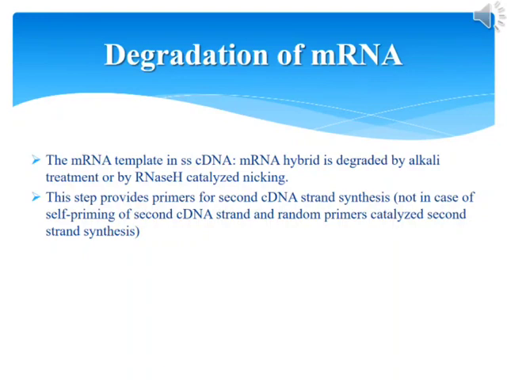As discussed earlier, the degradation of mRNA from the mRNA-cDNA hybrid can be done by alkaline hydrolysis, which can be done by loading the DNA-RNA hybrid on an alkaline sucrose gradient, or by RNase H, which catalyzes nicking of the RNA strand from the DNA-RNA hybrid. The small fragments of mRNA produced by RNase H can act as primers for second cDNA strand synthesis. But this is not true in case of self-priming of the second cDNA strand, and random primers catalyze second strand synthesis.